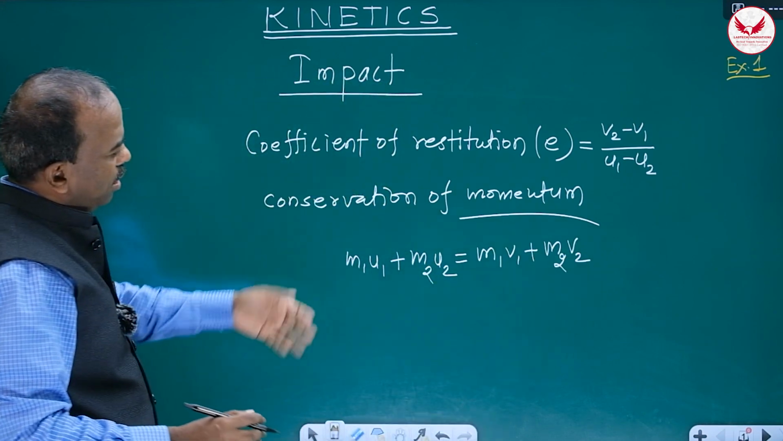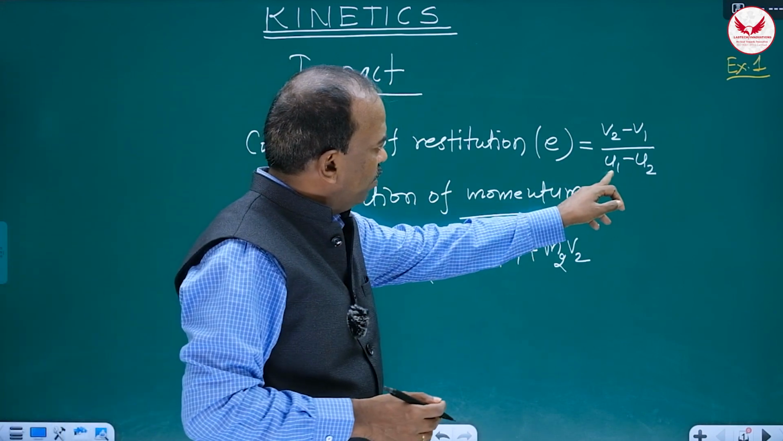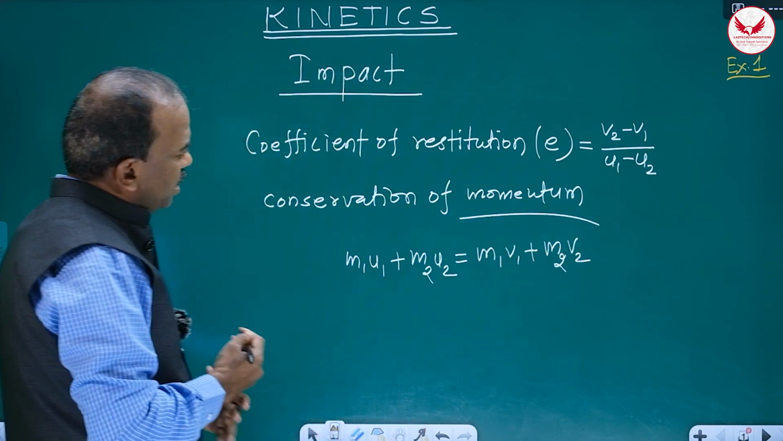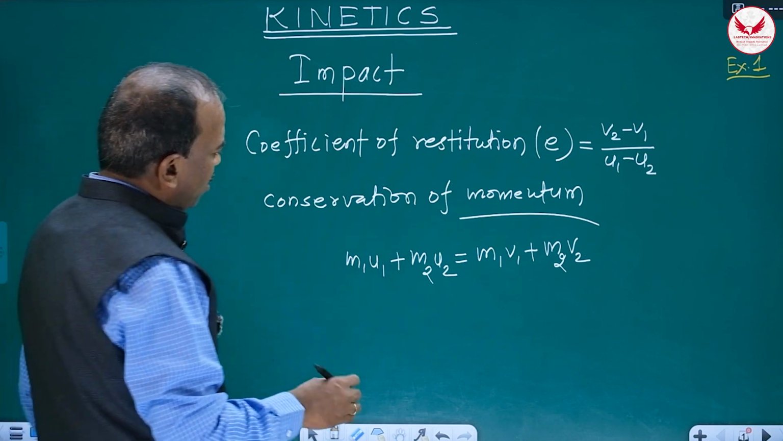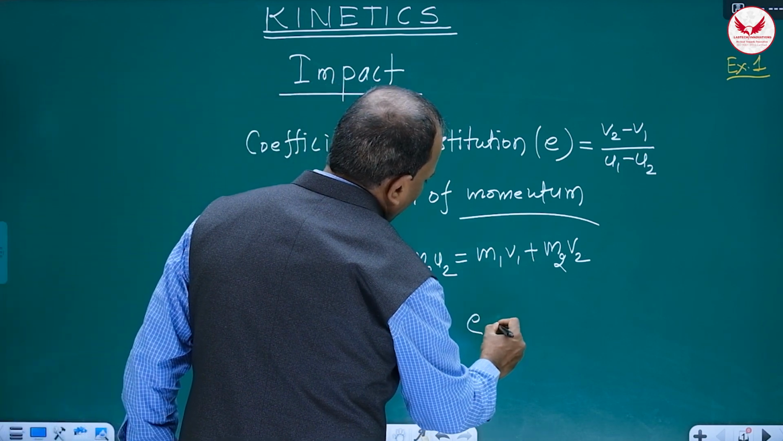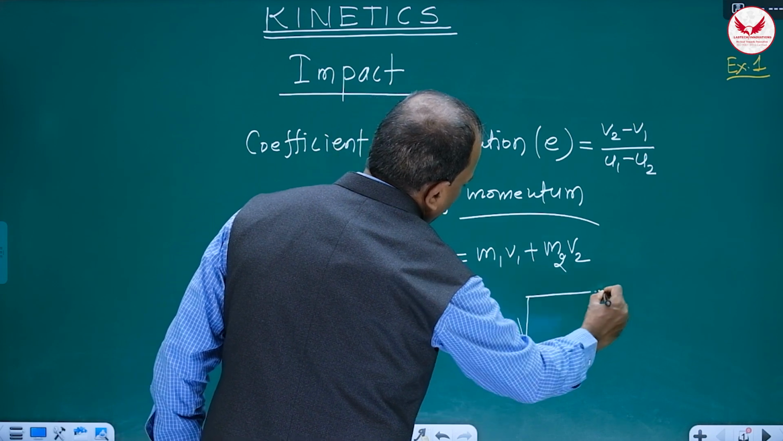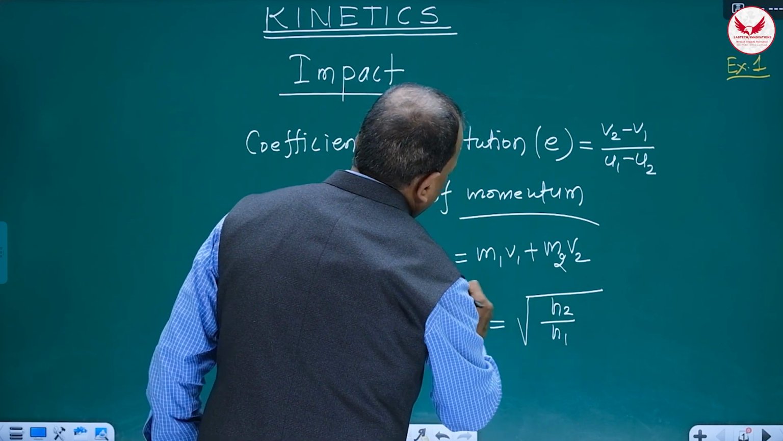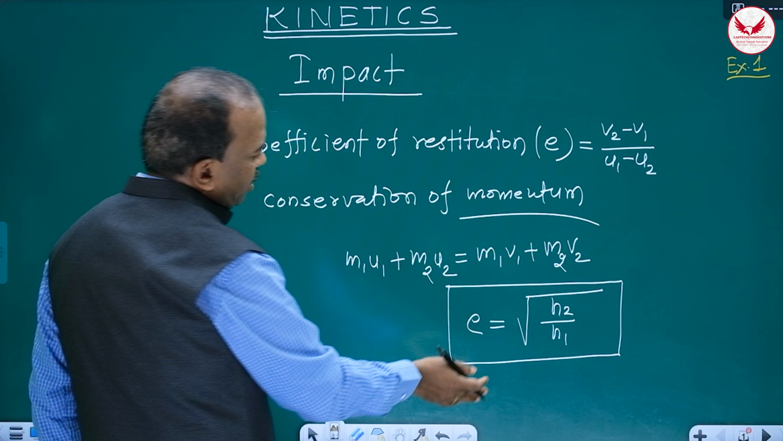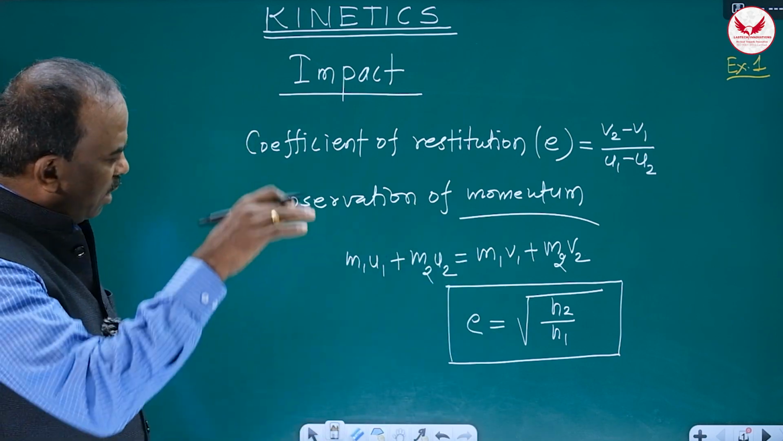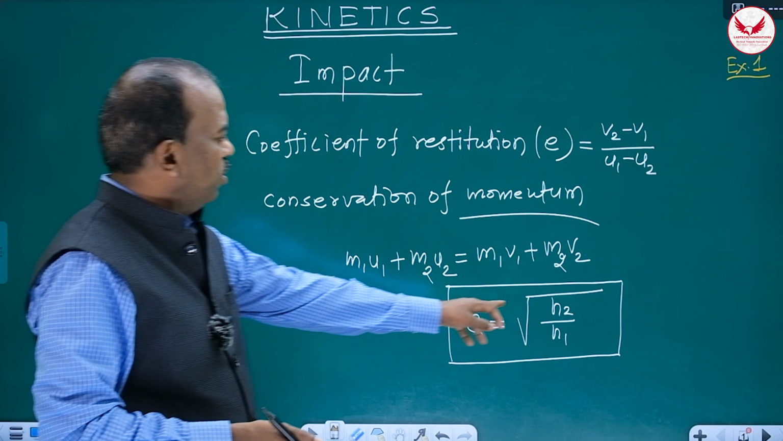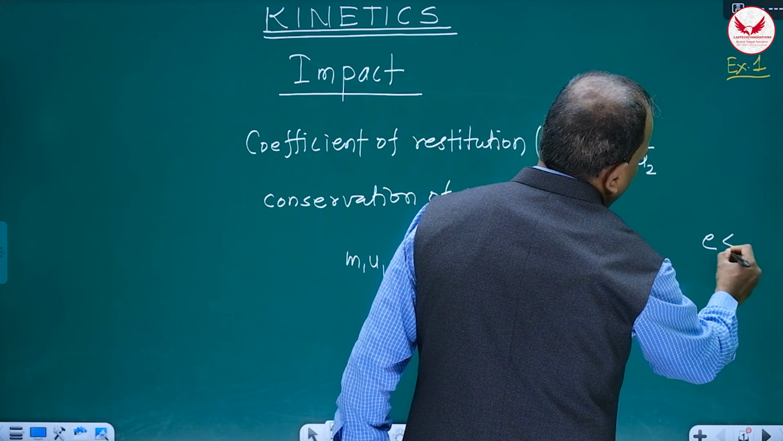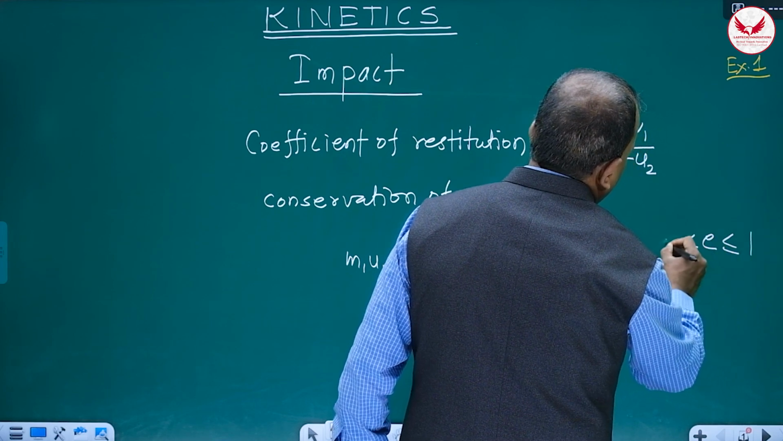I don't think that both are difficult. Here you only have to remember it is not U2 minus U1, it is U1 minus U2. And apart from this, one more formula of coefficient of restitution you can additionally remember: E is equal to under root H2 by H1. H1 is the dropping height, and H2 is the height to which it rebounds when we drop something. The value of E will be between 0 to 1.